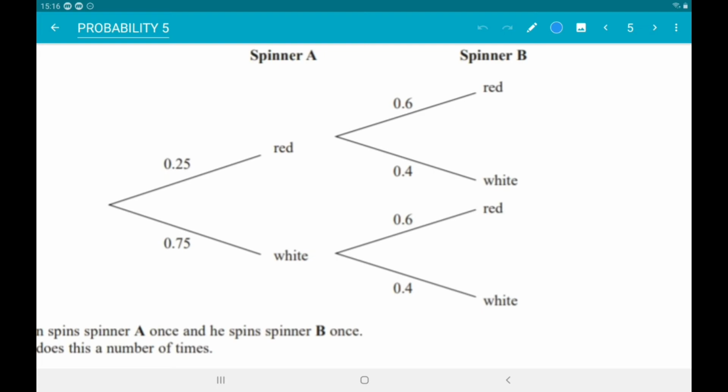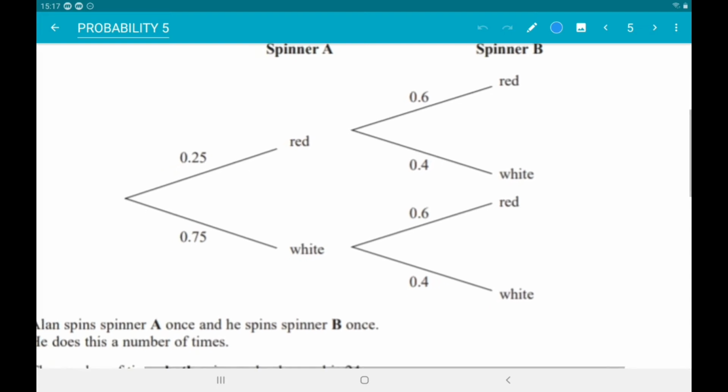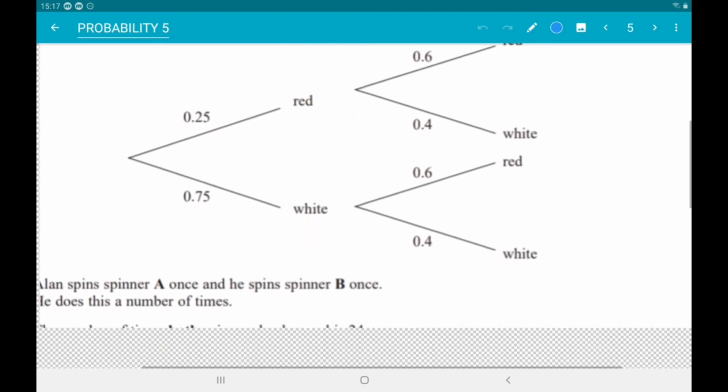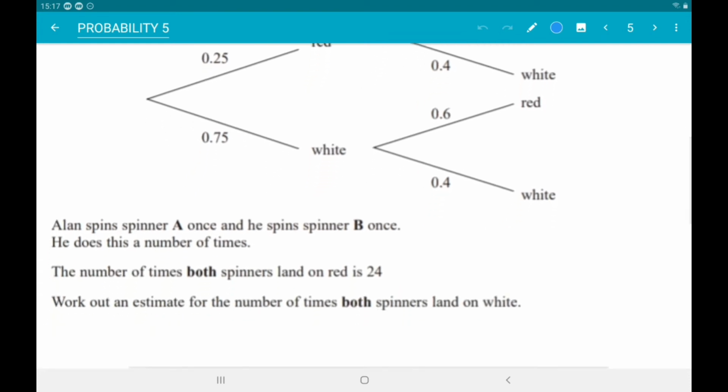Now we're told Alan spins the spinners a number of times. The number of times both spinners land on red is 24. We want to work out an estimate for the number of times both will land on white.